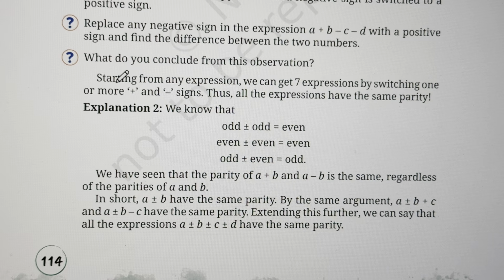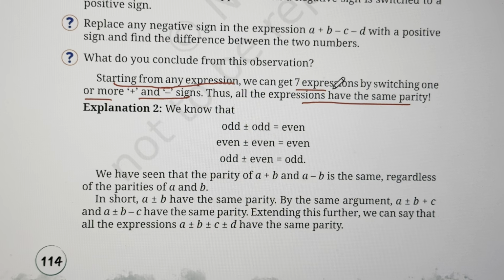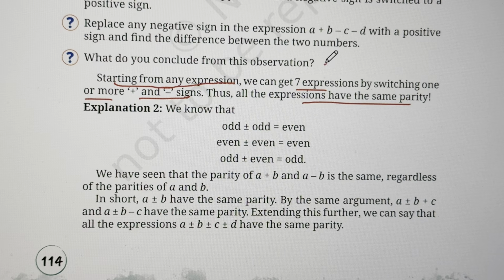So from the two examples, what do we conclude? Starting from any expression, we can get 7 expressions by switching one or more positive and negative signs. Thus, all the expressions have the same parity, that is, they will all be even. So the parity will be even parity. Clear? So this is the first kind of explanation.